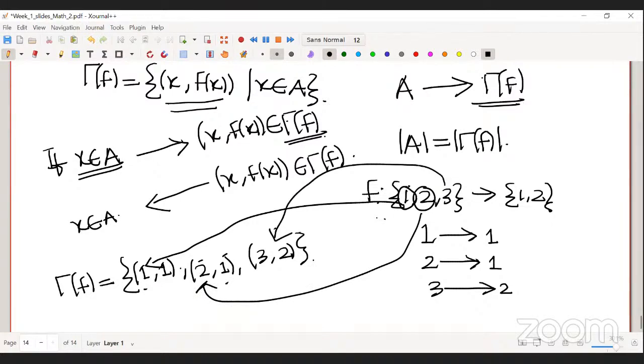So the cardinality of the domain is the same as the cardinality of the graph of the function, because for each point in the domain you are getting an f of x. And for each f of x you have an x in the domain, so it's a bijective one-to-one correspondence. So, is it clear?